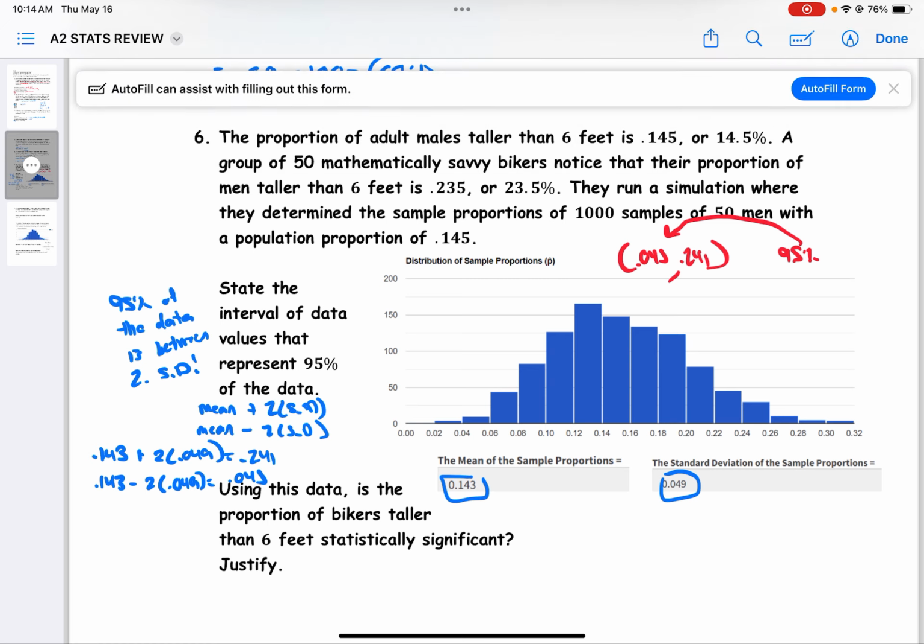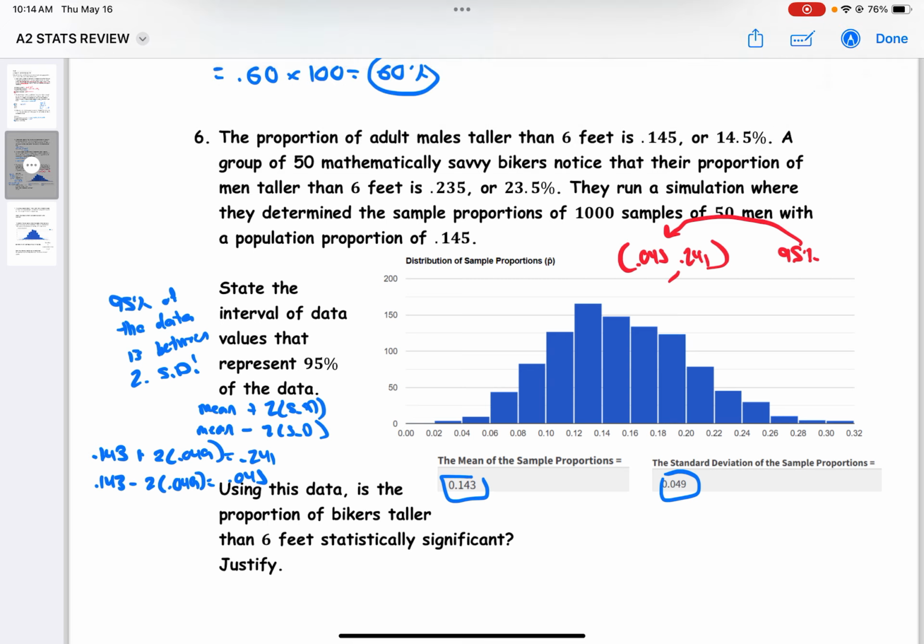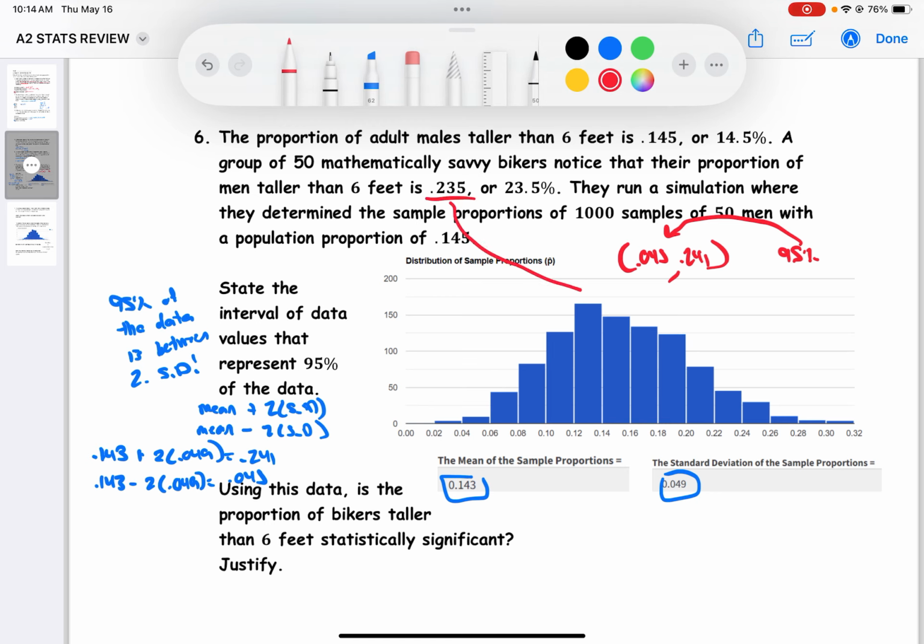So is their proportion statistically significant? Well, since their proportion falls inside this 95% confidence interval, there's a good chance it's just a coincidence. So because of this, no, it's not statistically significant. It is within the 95% confidence interval.